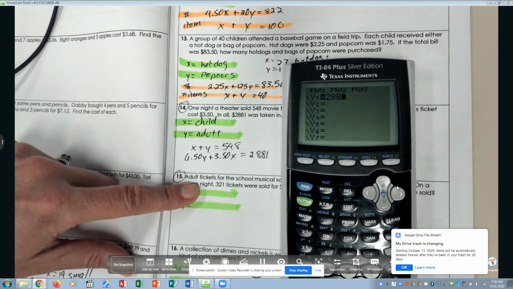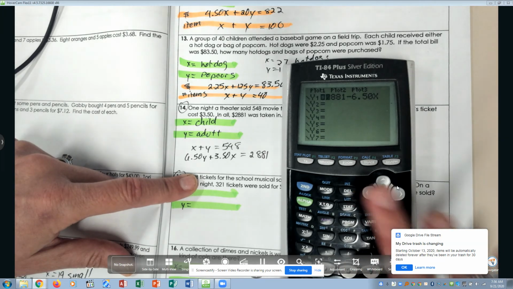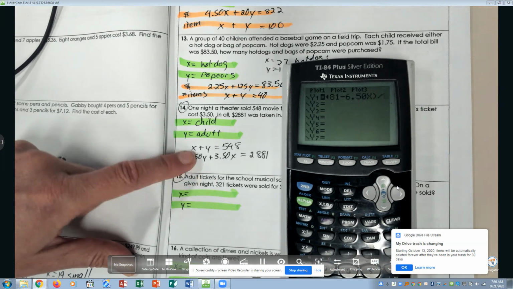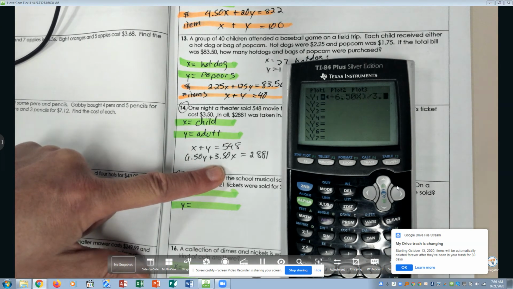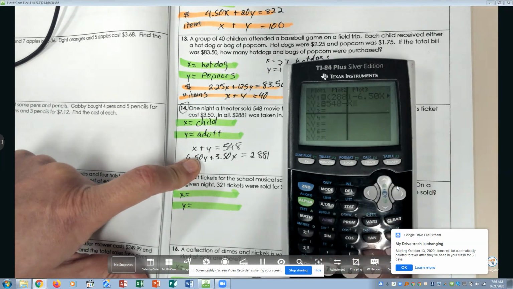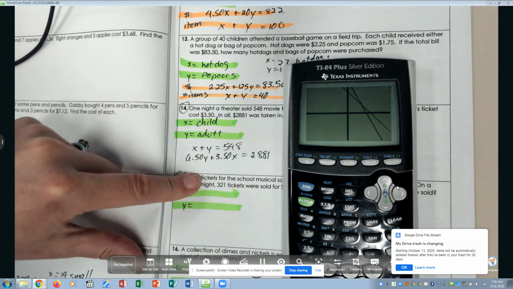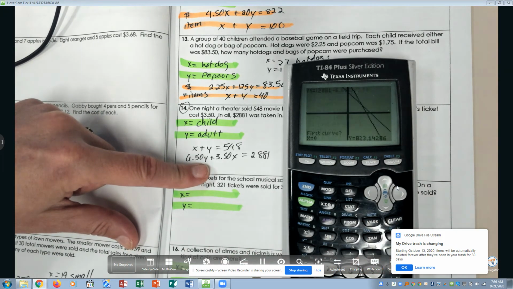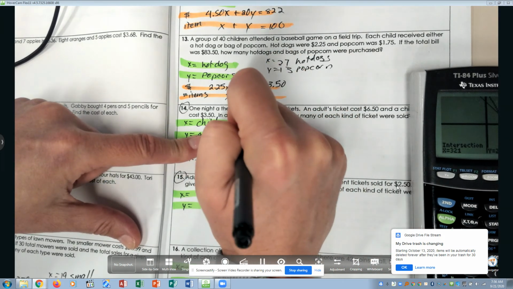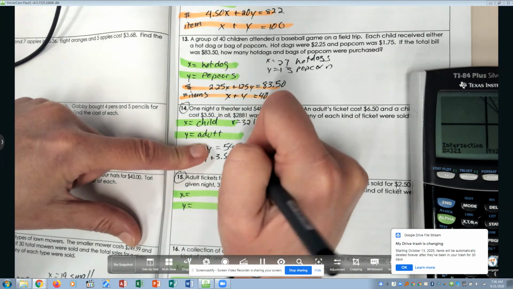So 2881 minus 650x. Oh, you know what I forgot? Parentheses. Second insert. Divide by the coefficient of y, 350. All right, and then 548 minus x. Let's see, this is a pretty big number. So yeah, we could see the intersection. Okay, so second calc, 5, enter, enter, enter. 321 and 227. So my x, which is child, is 321 children and 227 adult.